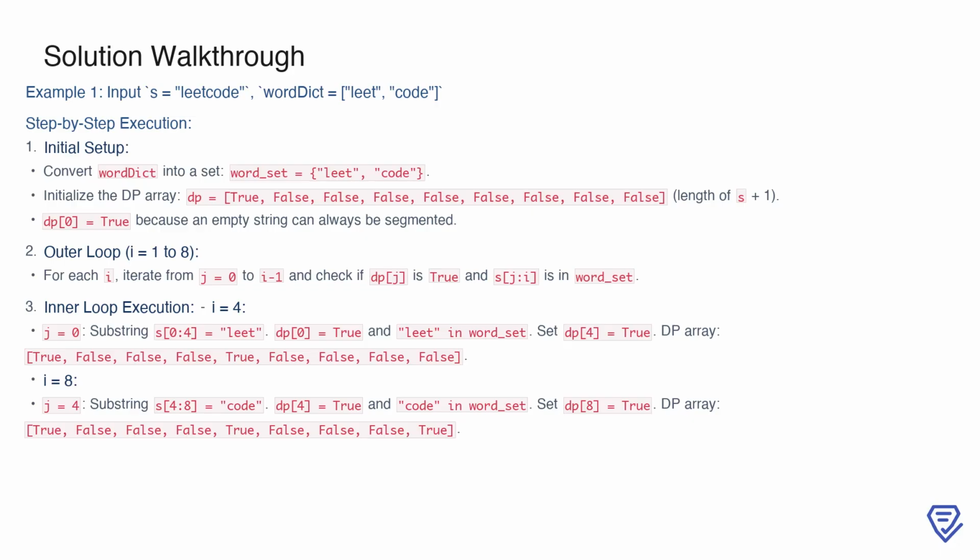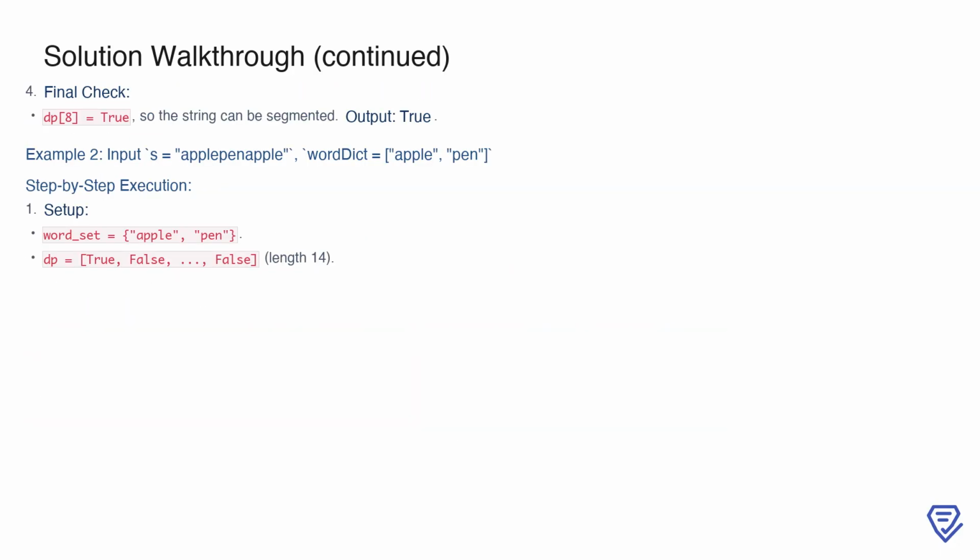Similarly, at i equals 8, the substring s[4:8] equals "code". With dp[4] being true and "code" in the word set, we set dp[8] to true, indicating the entire string can be segmented. The final dp array confirms this segmentation process. At the end of this process, we check the value of dp[8], which corresponds to the entire string. Since dp[8] is true, it means the string "leetcode" can be segmented into words from the dictionary. The output for this example is true.